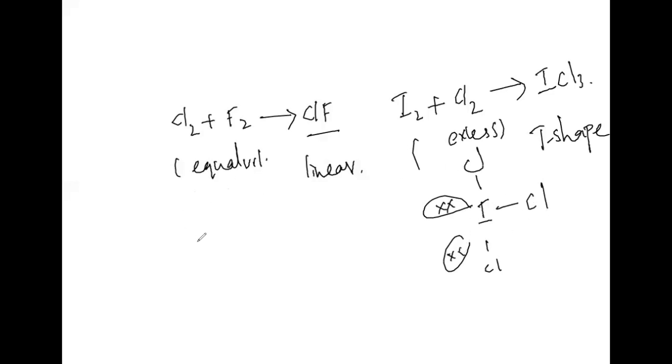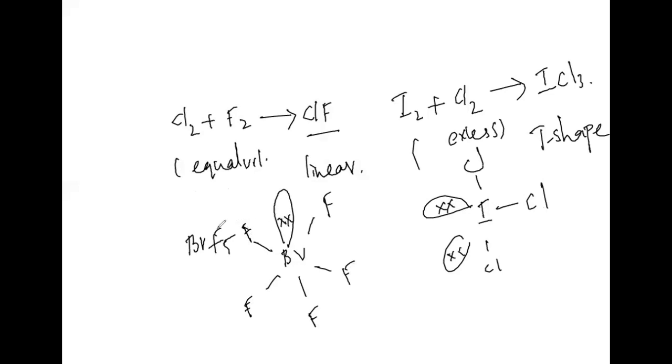Suppose you take BrF5. What is the BrF5 structure? Br, fluorine, another fluorine, and you can take one lone pair like this. What is the name of this? Square pyramidal we can call.